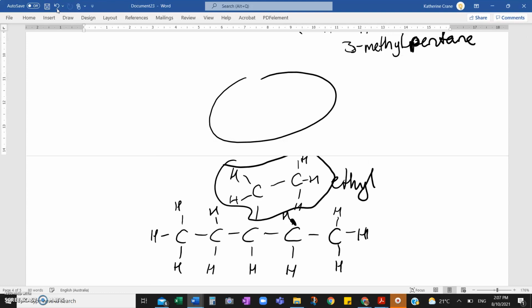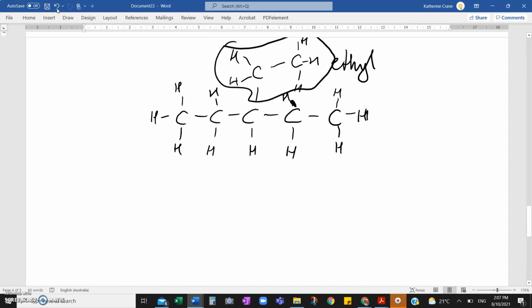That's our ethyl group. So on our ethyl group, it's on, again, the third carbon from either end. So it is 3-ethyl pentane. Okay, and so that's the basics of branches.